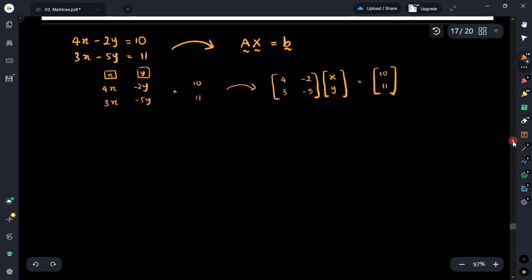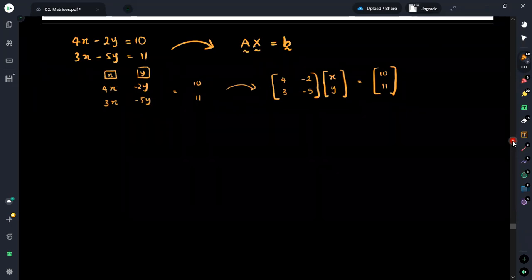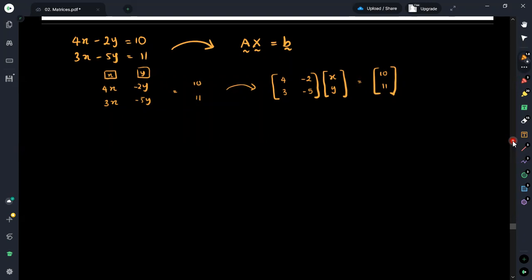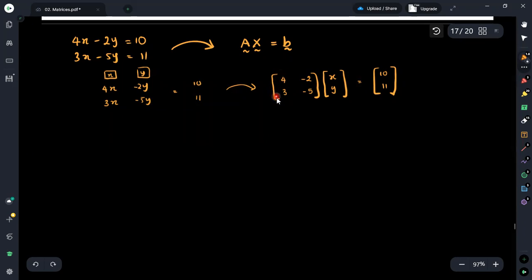It is because you have considered the first variable as x, therefore the coefficients of that variable should be in the first column. The second variable was considered as y, therefore the coefficients associated with the y variable should be in the second column. These are the coefficients of the x variable, 4 and 3. The second column has the coefficients of the y variable, -2 and -5.